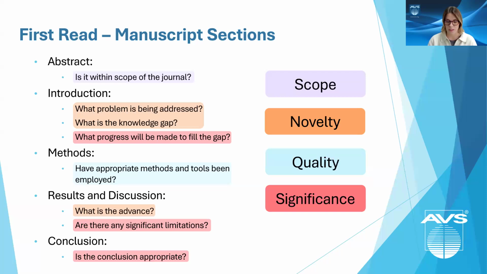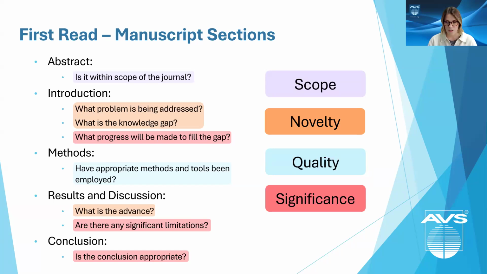And one strategy would be to use your first read through of a paper to look broadly at all of the sections and evaluate the 4 categories that we discussed earlier, being scope, novelty, quality, and significance. So you can look in the abstract to evaluate if it's within the scope of the journal. Then you can use the introduction to evaluate questions of novelty. So what problem is being addressed and what is the knowledge gap surrounding that problem?